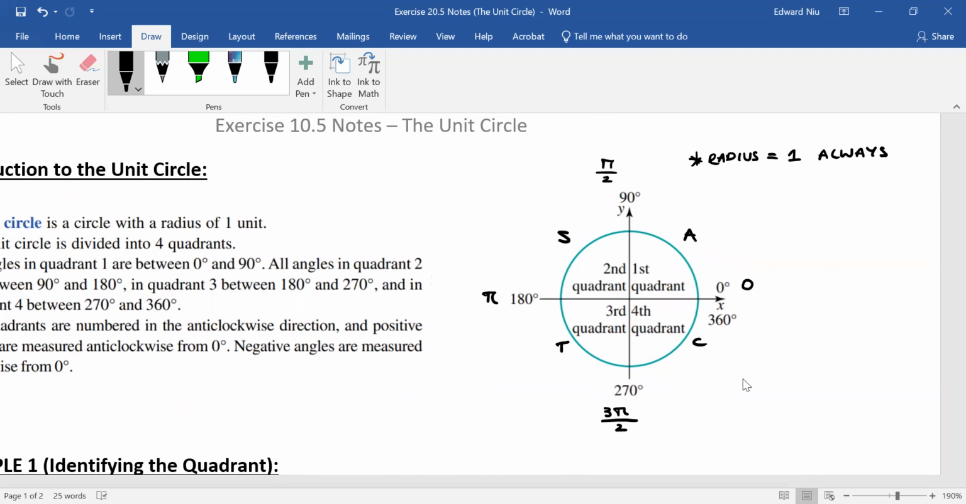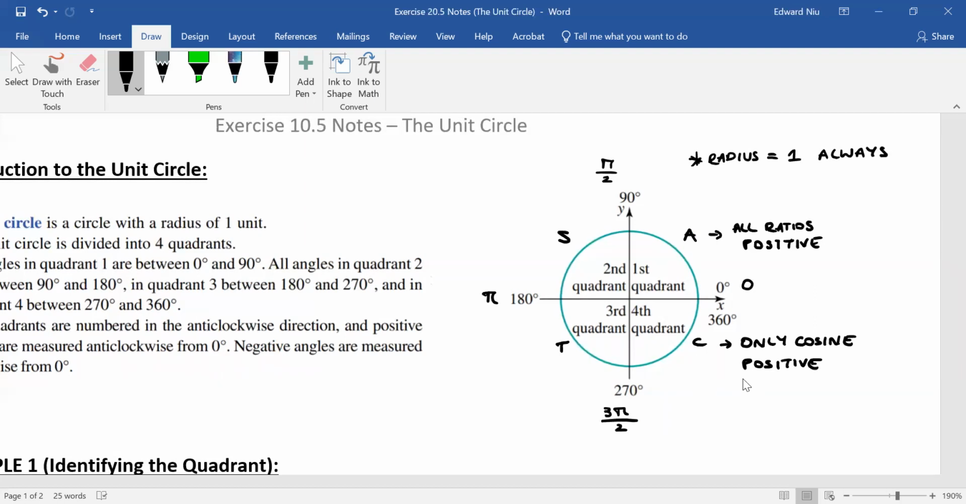So what this means is all ratios positive. Again, this probably doesn't make any sense right now. All ratios positive in this quadrant. That's quadrant number 1. So it doesn't matter if you have sine, cosine, or tangent in here. It's always going to be positive. Down here in quadrant 4, only cosine positive. Okay, sine and tangent will be negative. And again, we'll go through the proof just a little bit later.